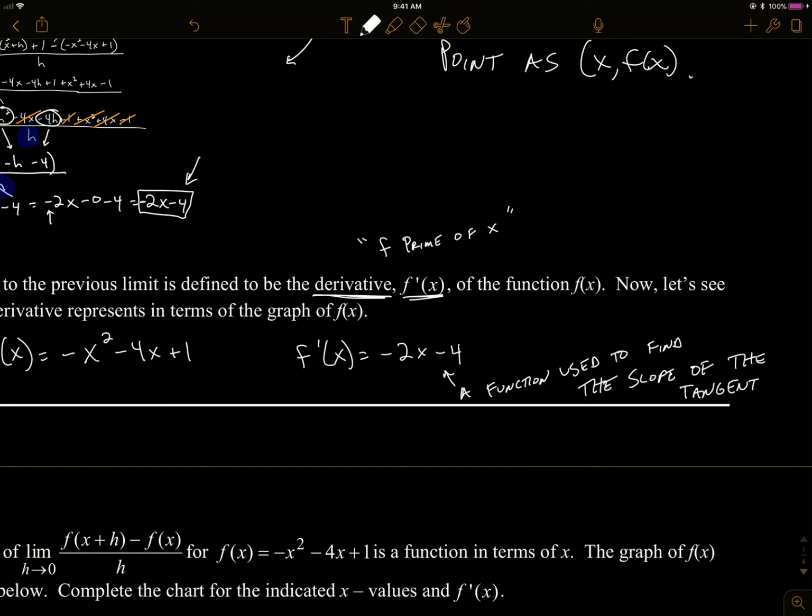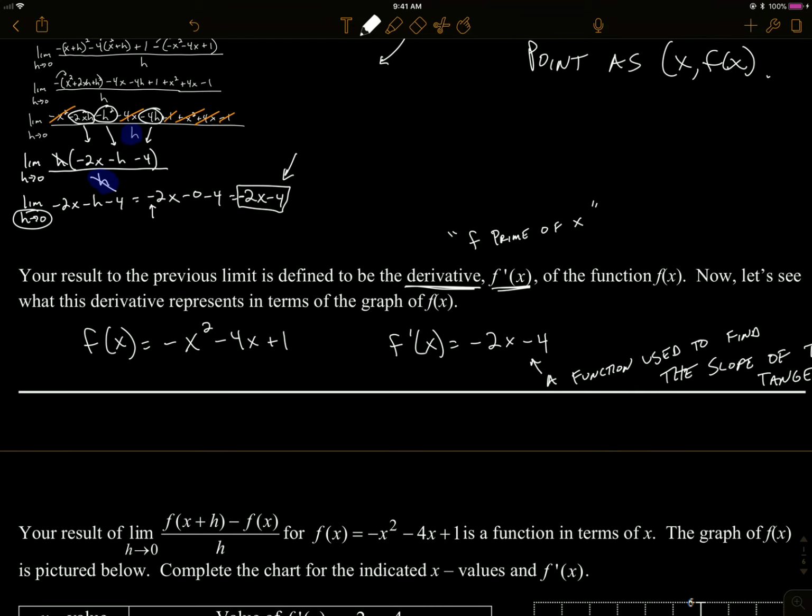So a slope of a line is just a number. Slope is 3 or negative 1/2. So what the heck's going on here? Why does it have an x? Why is it a function? Okay, so we're going to take a look at that.